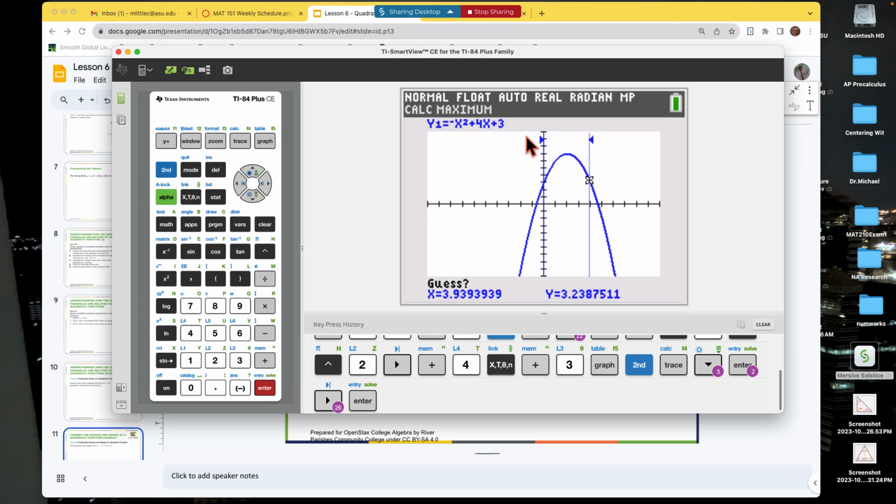So notice when I put in a guess, it will look between these 2 points to find the maximum value. I'm just going to hit enter. And it found the maximum. I would round that to 2.7.